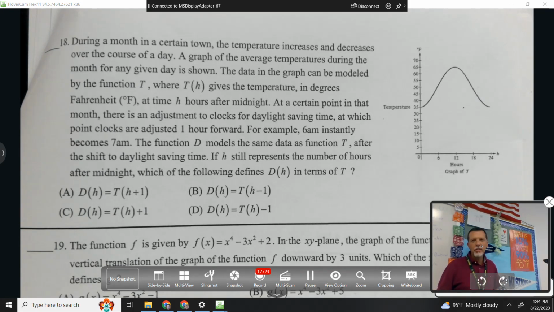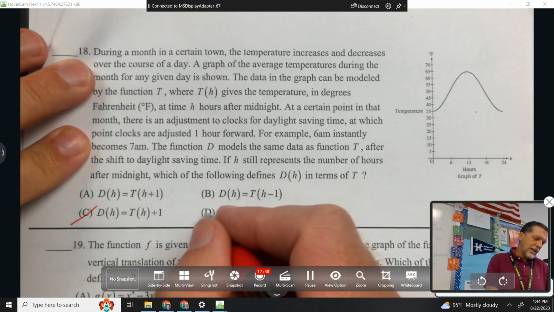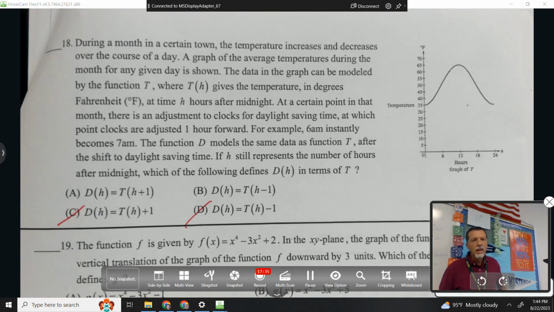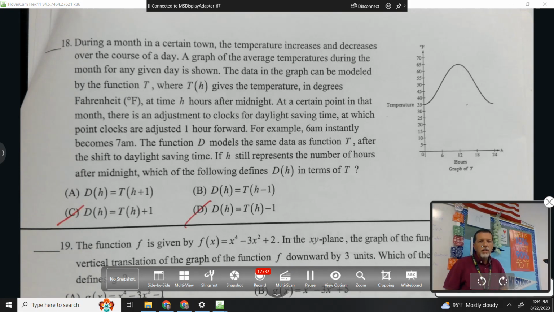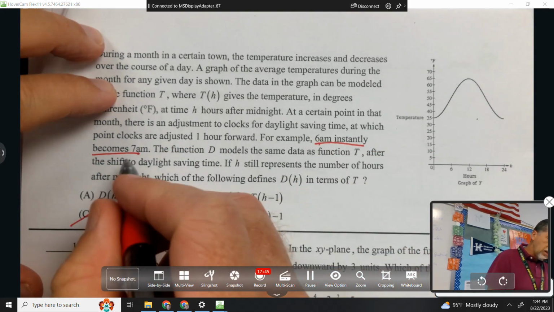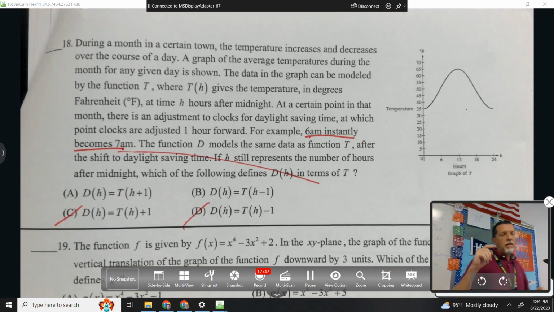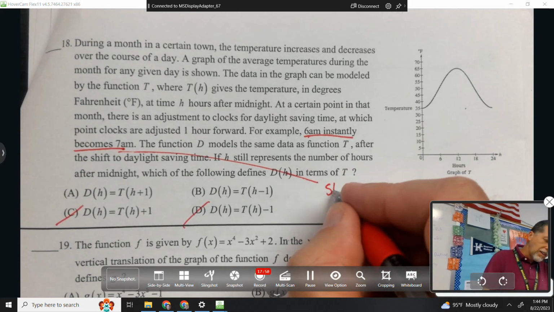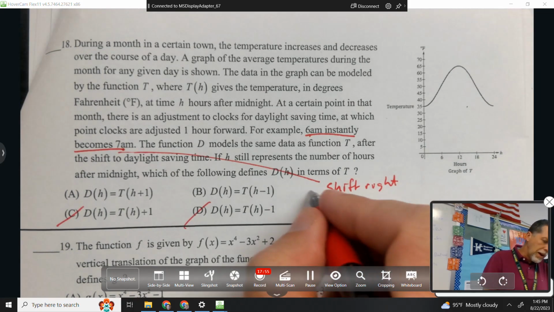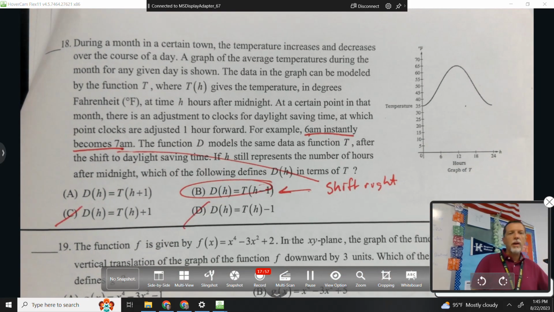Left-right, because it's an hour shift. So which choices can you throw out right away? C and D. Like those are out. So now I got to think careful about which way I'm shifting this thing. So from D to T, 6 became 7. 6 to 7 is a shift right. Well, to shift right, that would be h minus 1, because the x stuff is backwards.